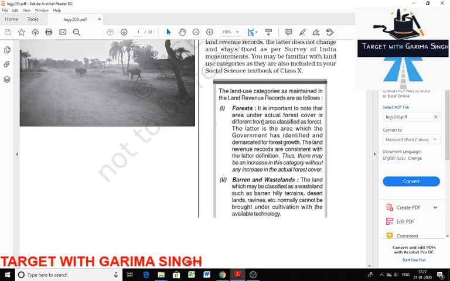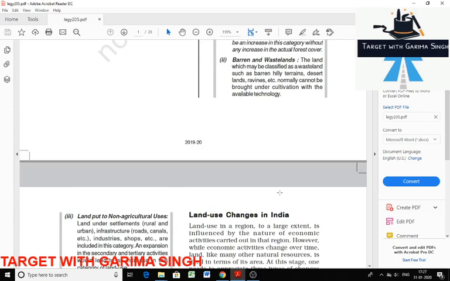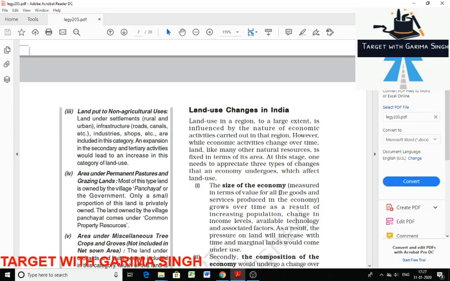So these are the categories for which we use land, but how we use it changes over a period of time. Unlike other natural resources, land is fixed. It does not change in size or area. Economic activities are the major cause that affect land use. Three main economic changes lead to land use change. First, size of the economy: if the economy increases, then obviously the burden will increase on land. Then composition of an economy, that is the proportion of different sectors, which increases pressure on agricultural land.